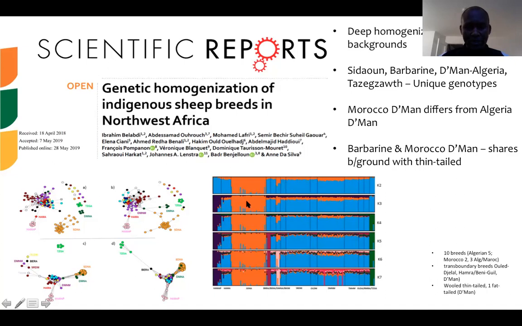The second finding was that the Sidahoun breed, the Barbarian breed, the Diman breed from Algeria, and the Tezak breed from Algeria as well showed a clear genetic profile, genetically distinct from the other populations that were analyzed. The third finding is that the Diman from Algeria and the Diman from Morocco are characterized by different genetic backgrounds, in spite of them being one and the same breed. And this clearly suggests most likely a divergence of the breed into two different genetic groups within the same breed.